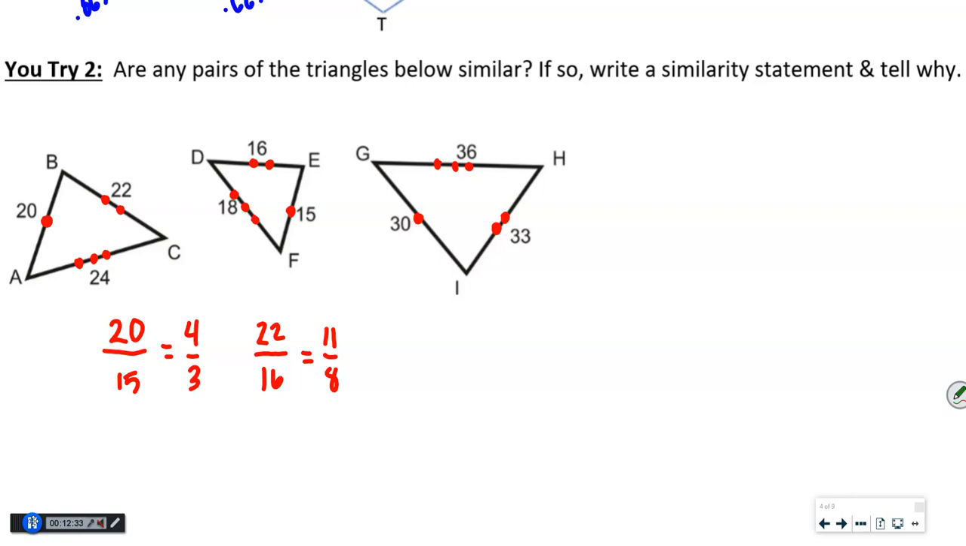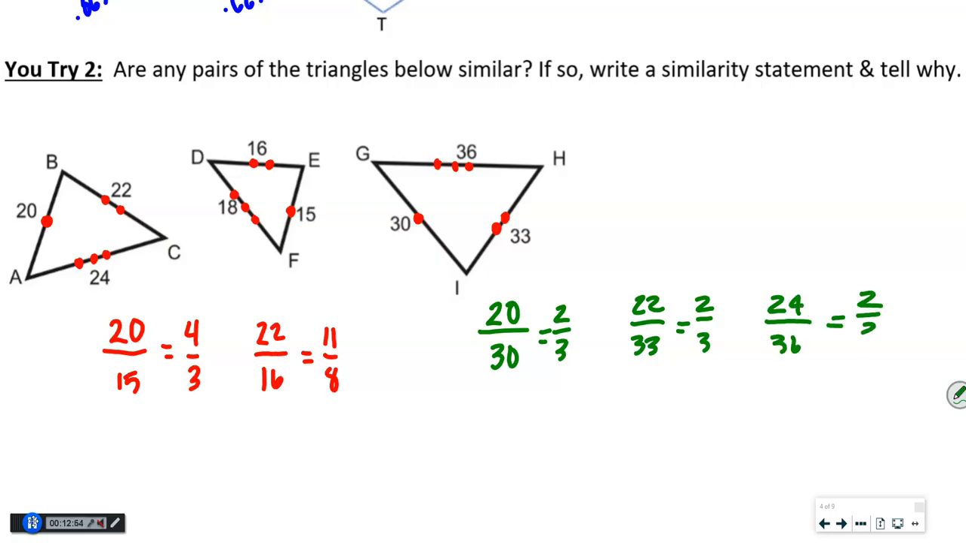So this time I'm going to do the first and last. I'm going to do 20 over 30. That obviously reduces to 2/3. Then we got 22 over 33. Again, reduces to 2/3. And then we've got 24 over 36. That also reduces to 2/3. So I think it's going to be first to last, but let's try the middle one.